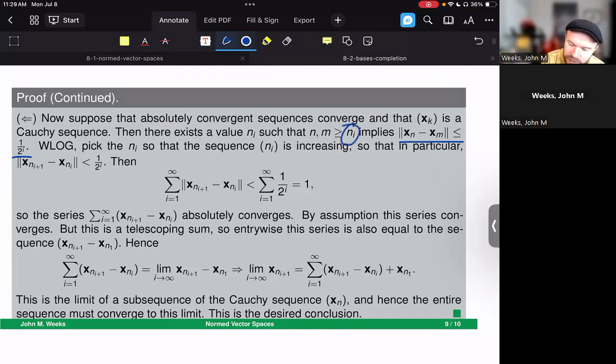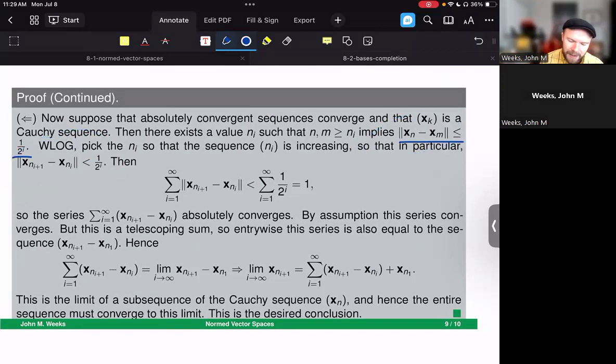These n sub i's are choices of what my cutoff points could be, so that past that cutoff point, elements inside of that sequence are close enough to each other to be within 1 over 2 to the i of each other. And I can do that for any value of i, because this 1 over 2 to the i is my epsilon, and I know that by the definition of Cauchy, for all epsilon, I can get this statement. So that's what I'll do.